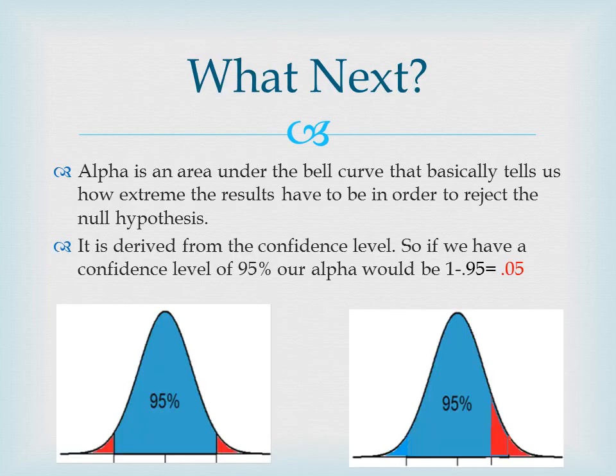Now that we have our t-test statistic and the corresponding p-value, what do we do with it? This is where things get a little trickier, so I'm going to diverge a bit and talk about alpha, and then we'll tie this all together later on. So alpha is an area under the bell curve that basically tells us how extreme results have to be in order to reject the null hypothesis. This is derived from the confidence level. So if we have a confidence level of 95%, our alpha would be 1 minus 0.95, or 0.05. So hold on to that thought.